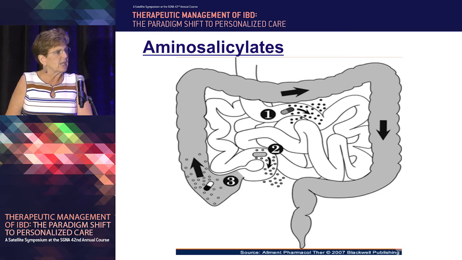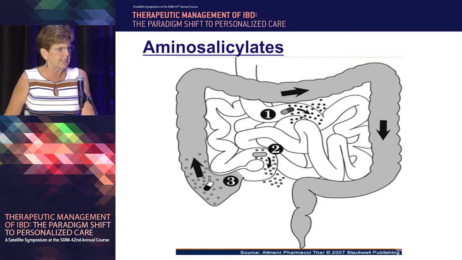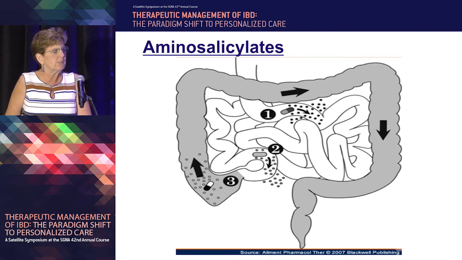Aminosalicylates are 5-ASA products. These are topical anti-inflammatories. As I explain it to my patients, it's like putting sunscreen on. And depending on where the disease is, if they have the disease more distally, you're able to use things such as suppositories, foams, and enemas. But as the disease progresses and moves further, they have to include oral 5-ASAs.